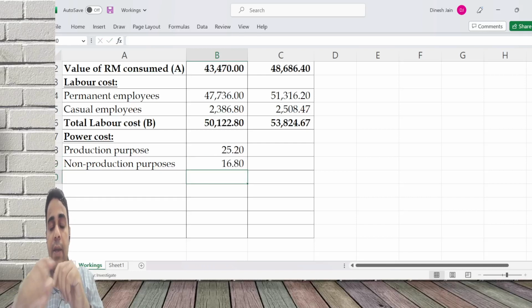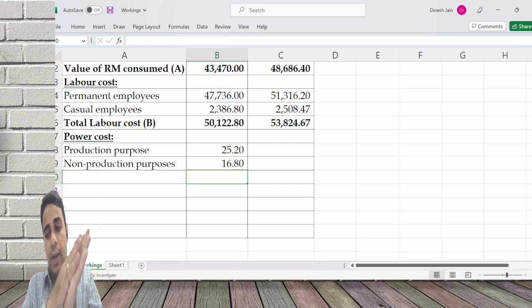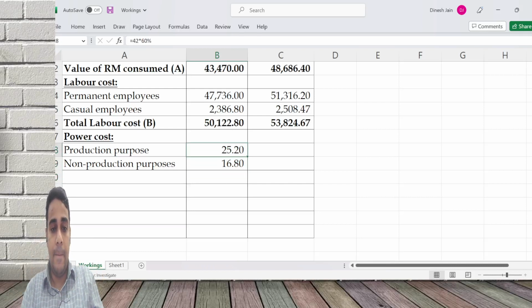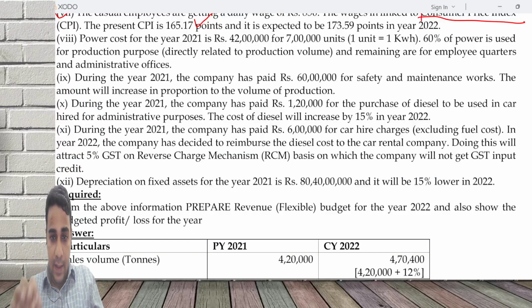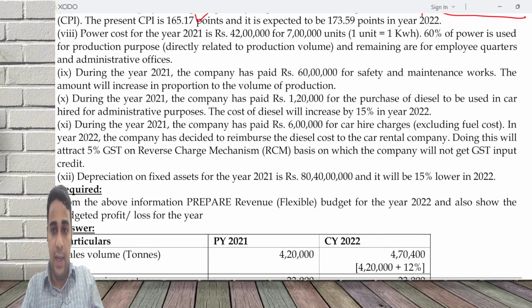Write the last year number. 60 and 40, 25.2 and 16.8. This is last year. 42 lakhs was incurred. Of the 42 lakhs, what we are doing is productive purpose and non-productive purpose. We are writing the breakup. This will continue to remain same. Is related to employees, nothing is changing. No change as far as the employees part is concerned.